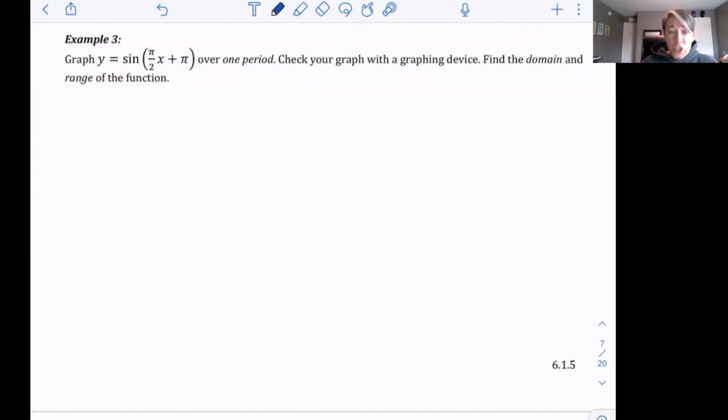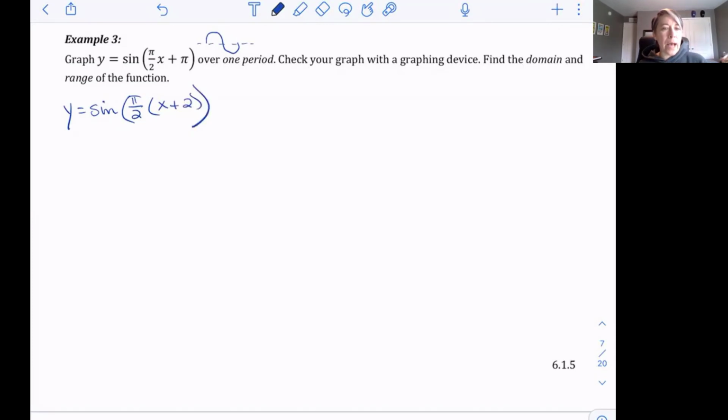In this example, we're still dealing with the sine function. So we know it looks something like this, again, over one period, and we want to find the domain and the range of the function. Notice here we have a b and a c value. So let's go ahead and factor out that pi over 2. Y equals sine of pi over 2 times x plus 2.